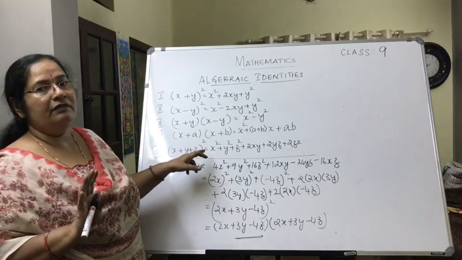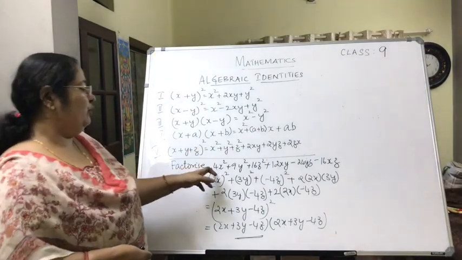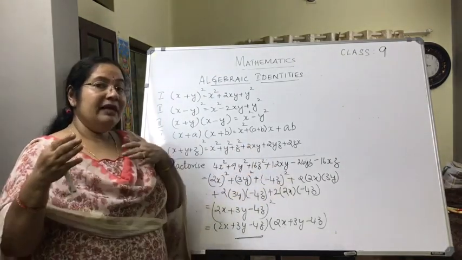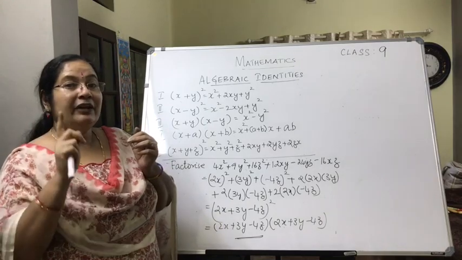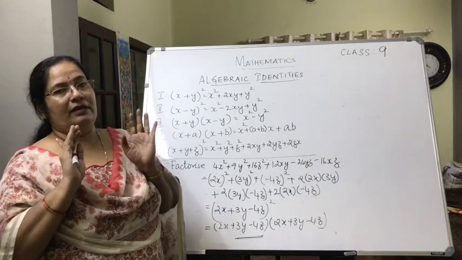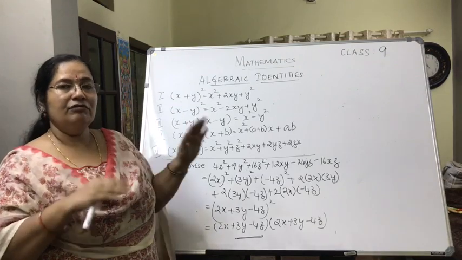Fifth identity, using the fifth identity. There also, what will you look at? The first 3 terms, whether they can be written as a perfect square. Then in the remaining 3 terms, you will see where you are getting a negative sign, and which variable is common there. So is it clear how to do the factorization?